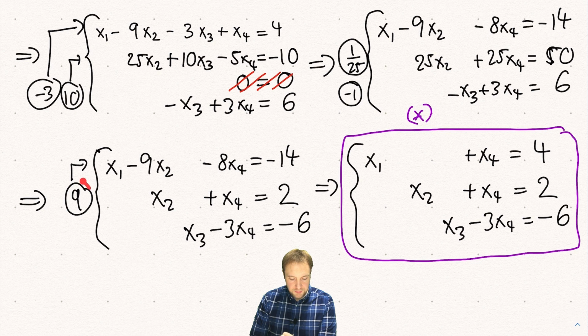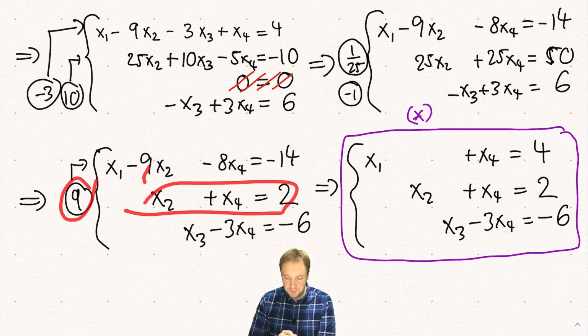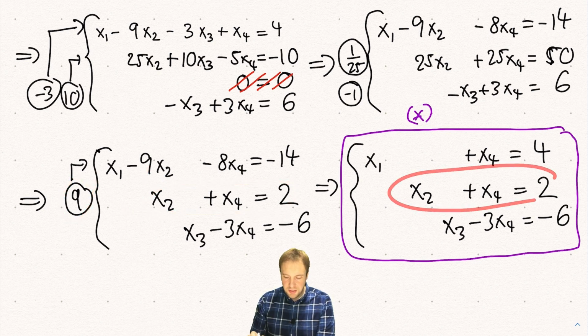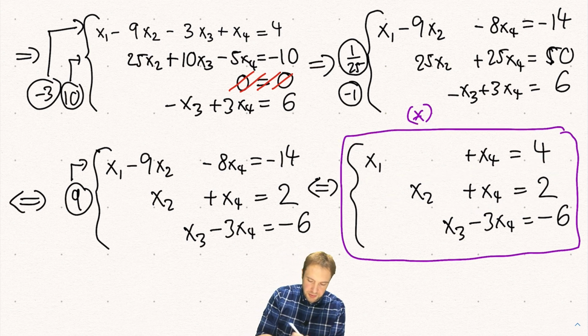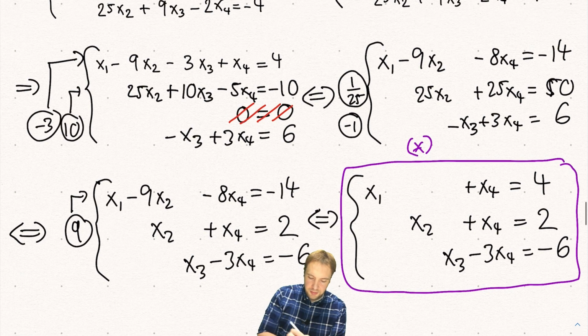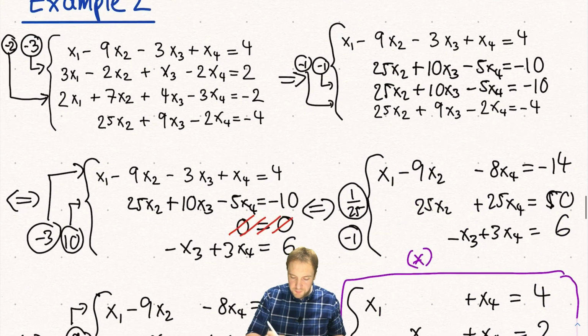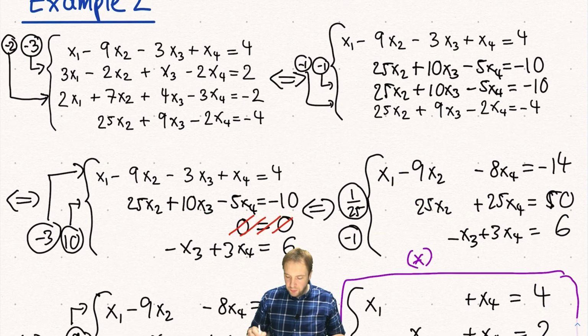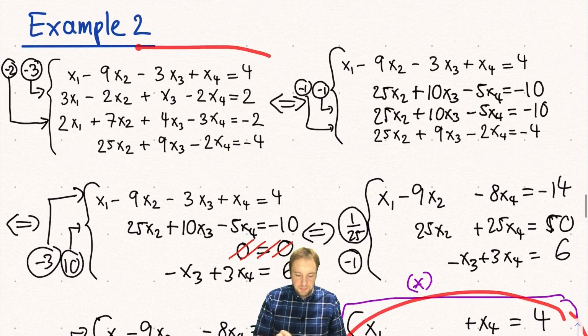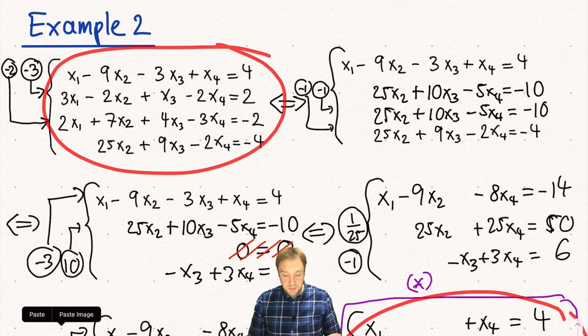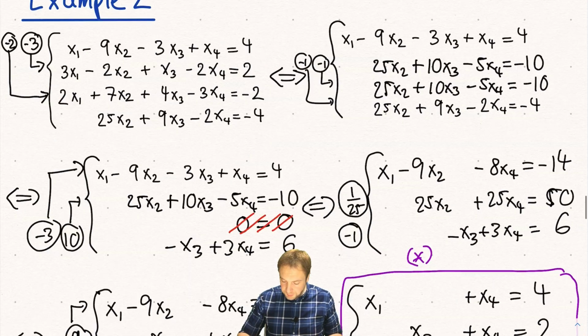So for example, here, instead of adding 9 times this equation to this, we could subtract this equation 9 times from there. So actually all these things here go in both directions. We say everything here is equivalent. So all the solutions to this linear system here are the same as the solutions to this linear system here, which we want to solve.